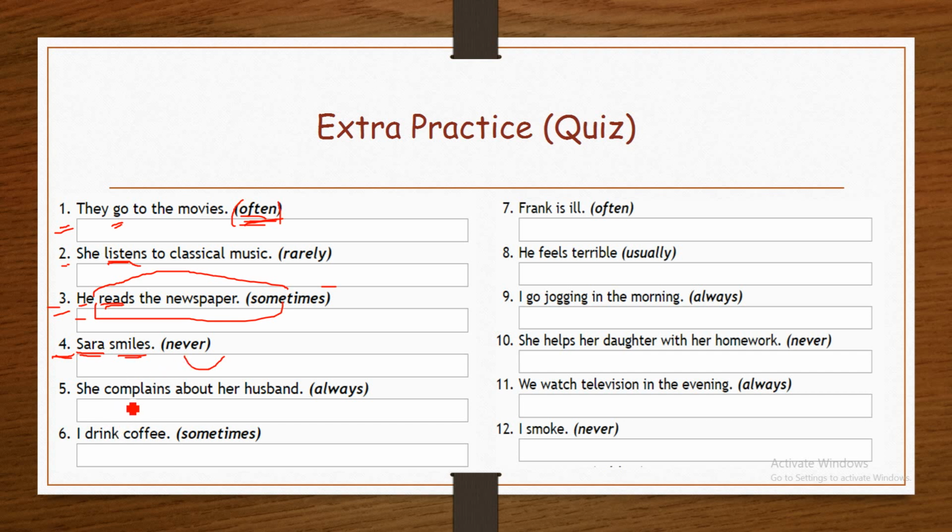Number five. She complains about her husband. She is the subject. Complains is the main verb. And we have the adverb of frequency always. Therefore, subject plus adverb of frequency plus main verb. She always complains about her husband. It means she 100% complains about her husband.